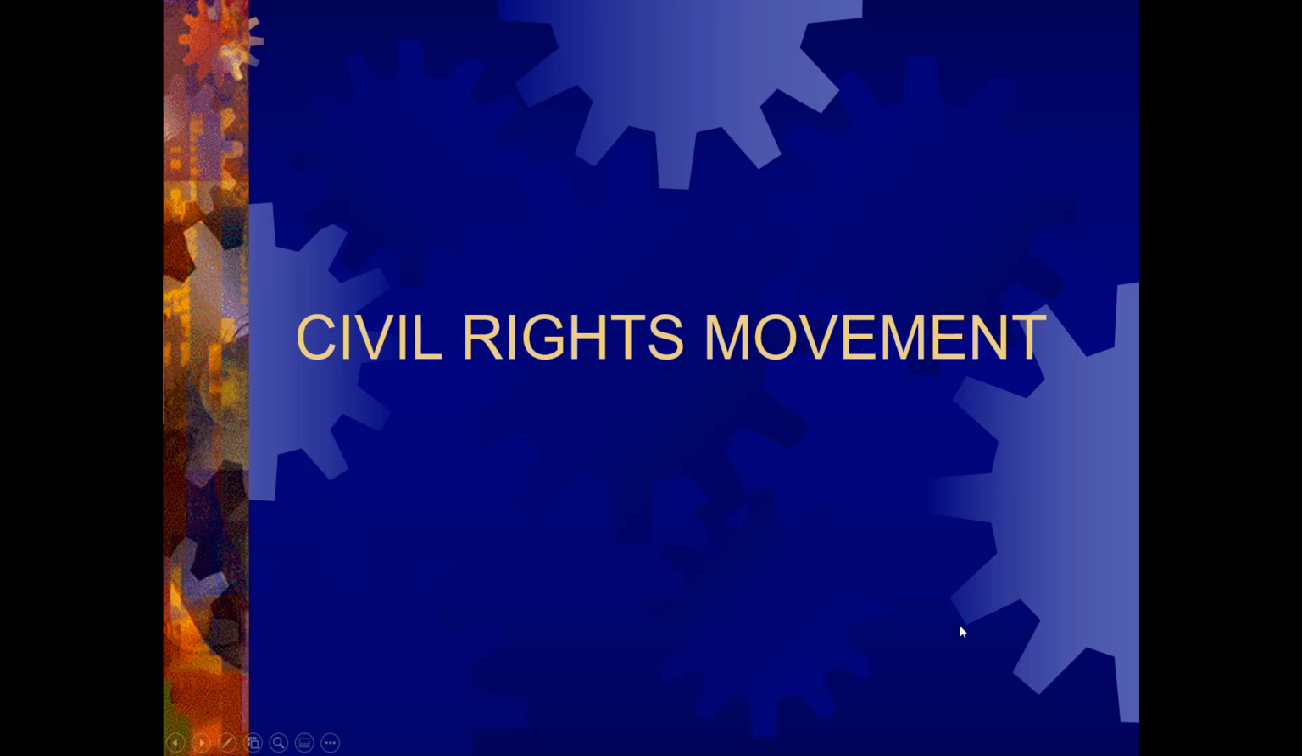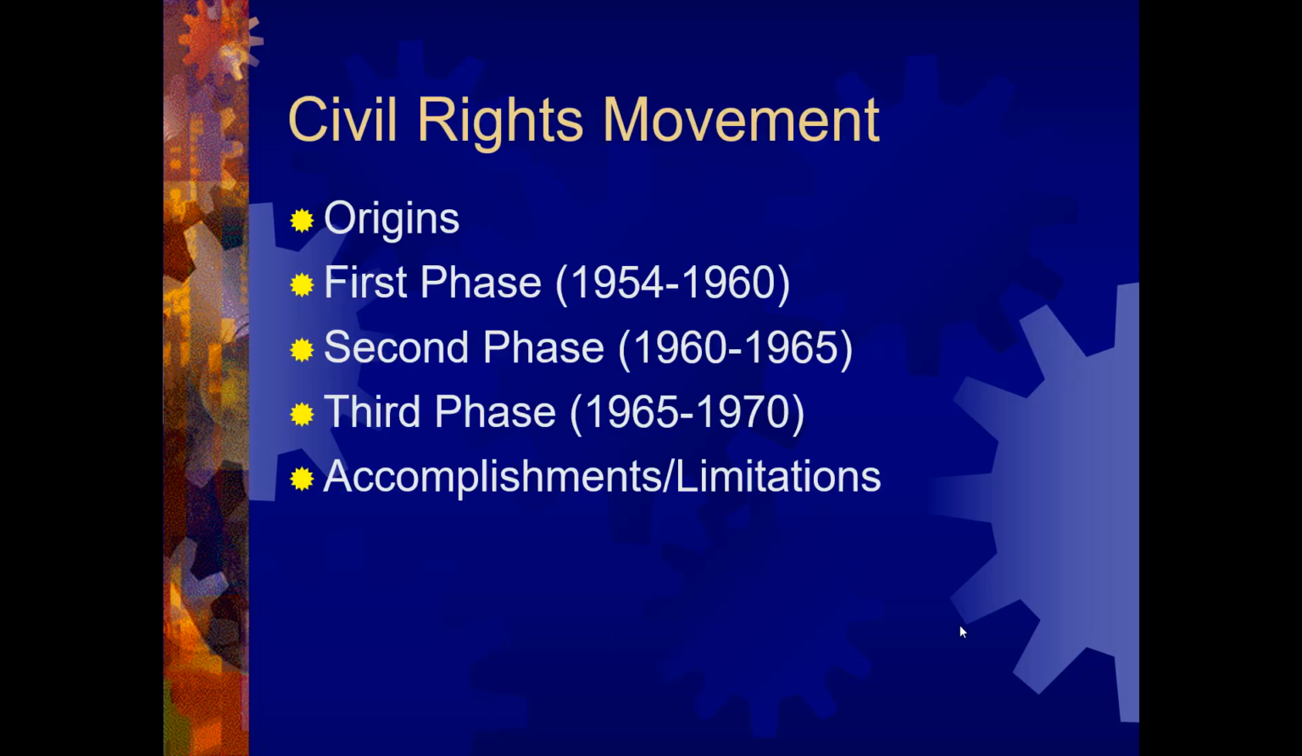Okay, so in the first two parts of the lecture, what we've done is to basically go over the origins of the civil rights movement, especially why World War II was so important. And then we talked about the first phase, which was really galvanized by the Brown versus Board of Education decision. So what we're now going to move into is what began to happen after that first phase.